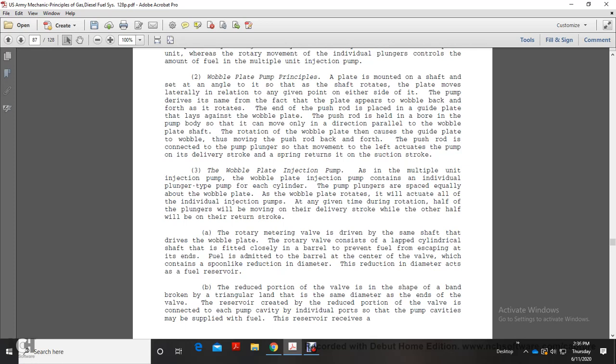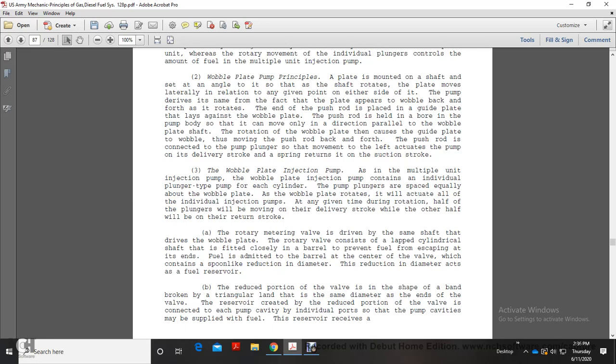Wobble plate injection pump. As a multiple unit injection pump, the wobble plate injection pump contains an individual plunger for each cylinder. The pump plungers are spaced equally around the wobble plate. As the wobble plate rotates, it will actuate all of the individual injection pumps. At any given time during rotation, half of the plungers will move on their delivery stroke, while the other half will be on the return stroke. The rotary metering valve is driven by the same shaft that drives the wobble plate.